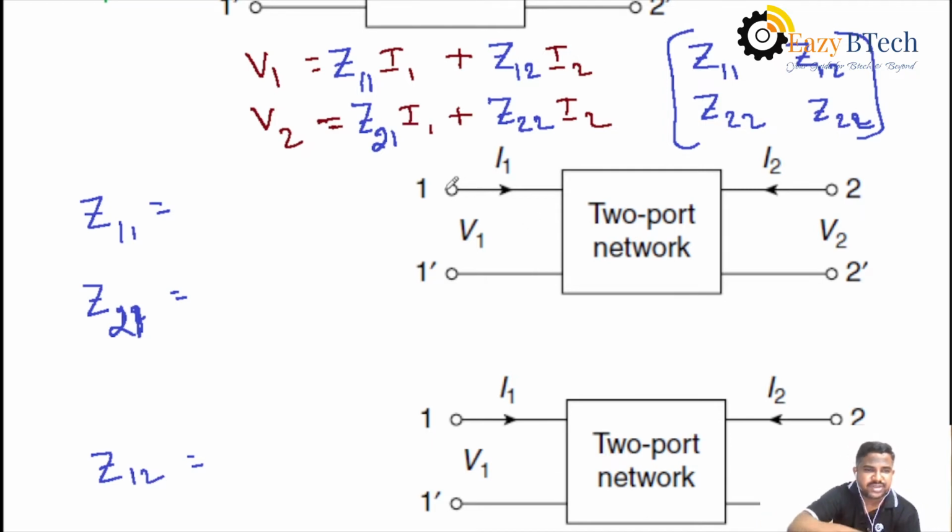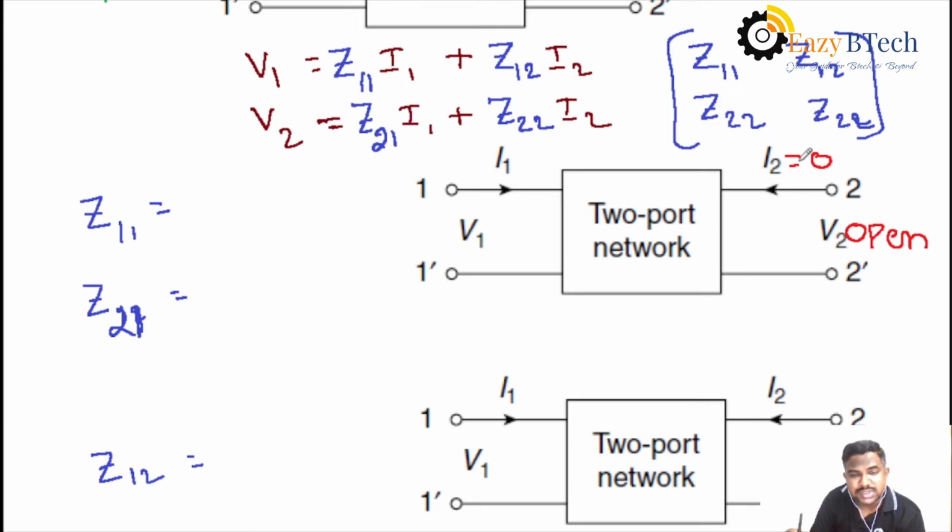Then how to find the equations here? Observe clearly the basic standard equations of Z parameters. If you find out Z11, what is the ratio? V1 by I1. That means in that equation, I2 becomes 0. How does the branch current become 0? Then it will be open circuited. That's why the second port will be open here. That is the first case. Then the second port will be open. What happened? I2 equal to 0.